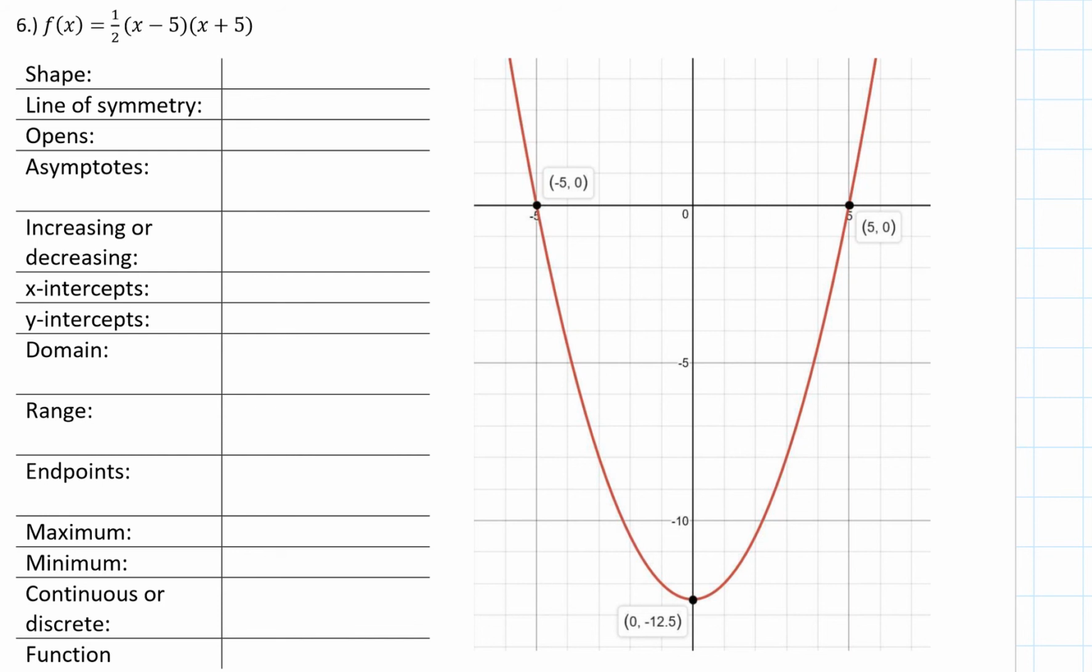Alright, so what we want to do here is fully describe this graph. The shape of it is a parabola. The line of symmetry, as it turns out, is actually the y-axis, which is x equals 0. It opens up. There are no asymptotes.